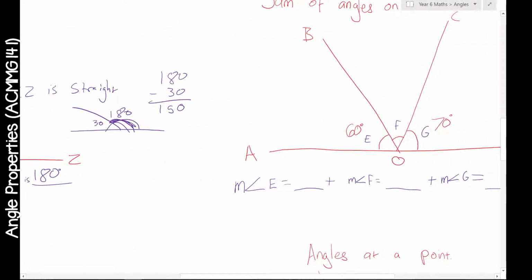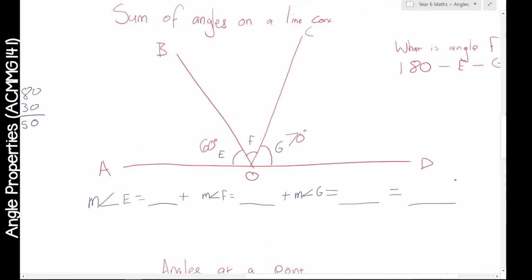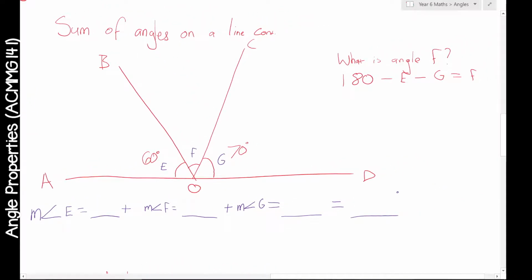Okay, let's look at another example. So we have now still a straight line. Angle AD is a straight line.